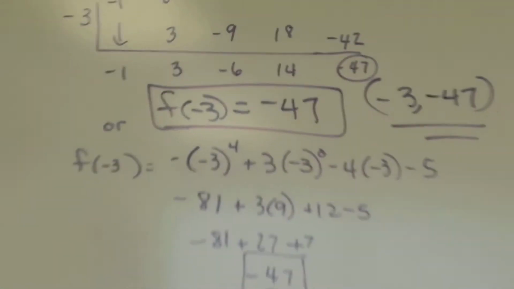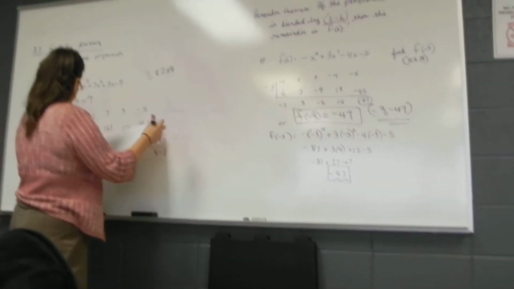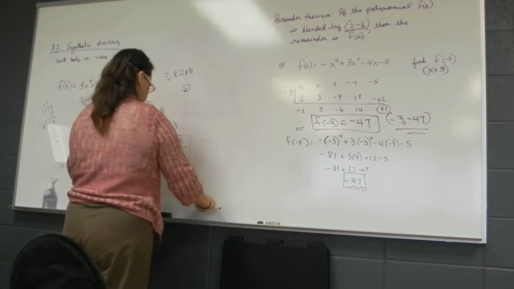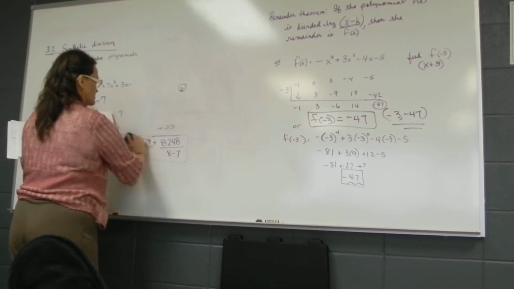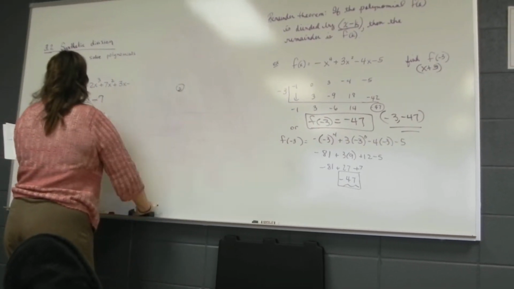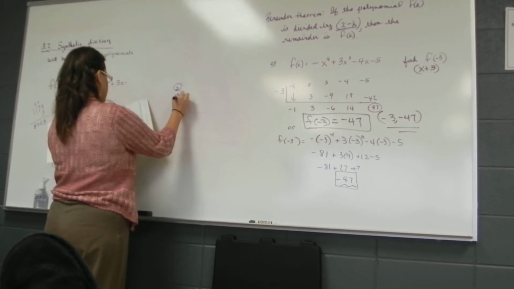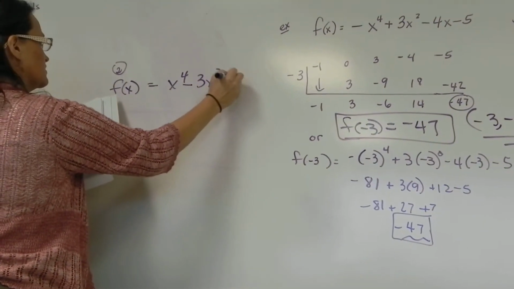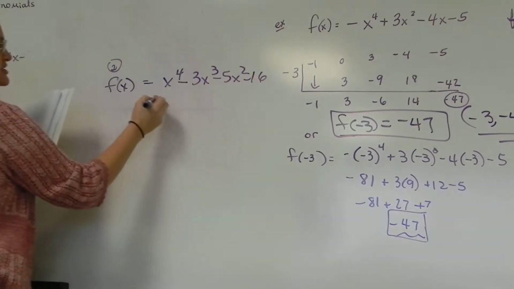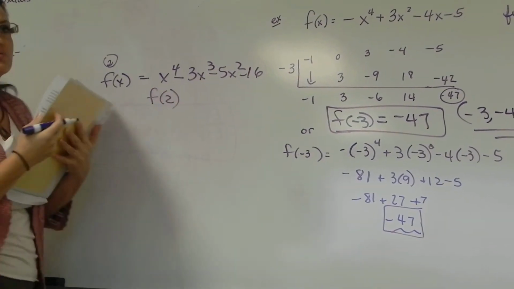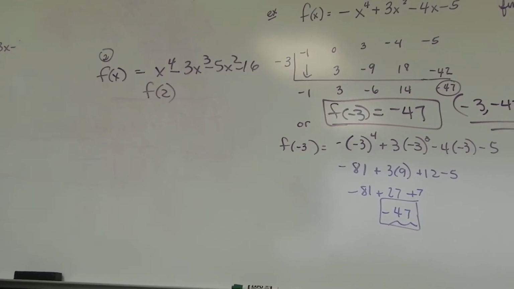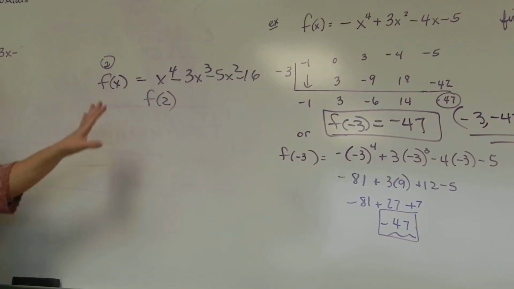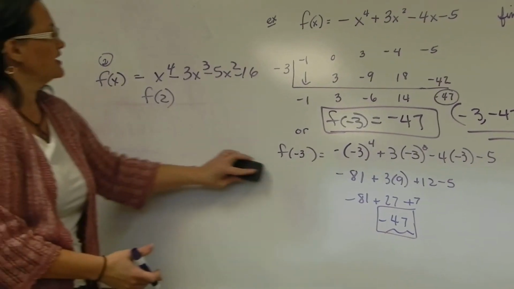So next page, I've got a U-try for you. Let's do the second U-try. I think I used the first one in my example. So let's do f of x equals. And notice it just says find f of 2. When it just says find f of 2, it's just talking about find the remainder. All right, so go ahead, get that started, and we'll check it out.